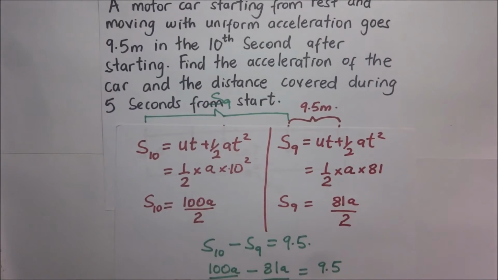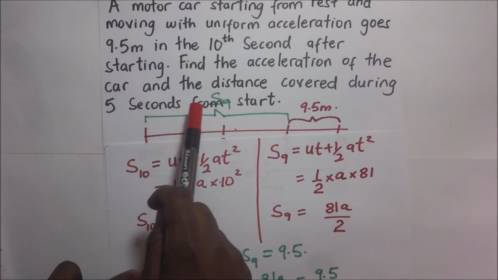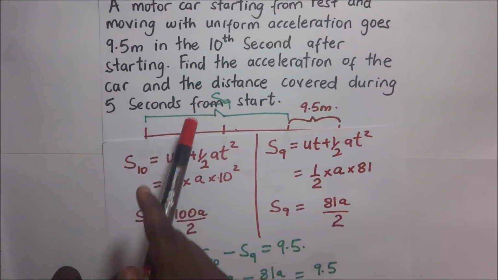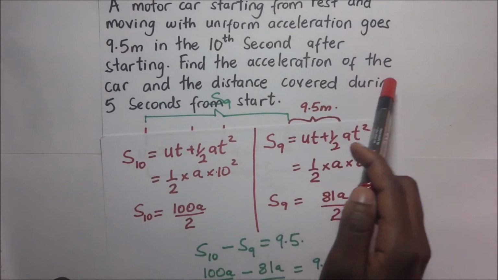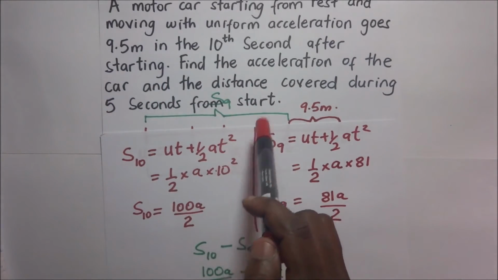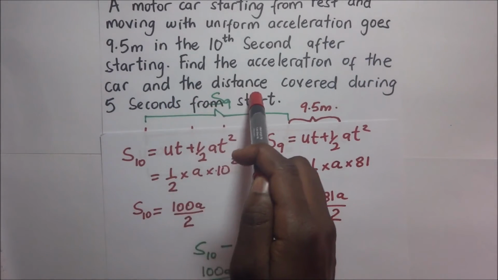So the other part of the question is asking us to find the distance covered during 5 seconds from start. The distance covered during the 5 seconds from start. It is different from saying the distance covered during the 5th second. Here they want the distance covered during 5 seconds from start.